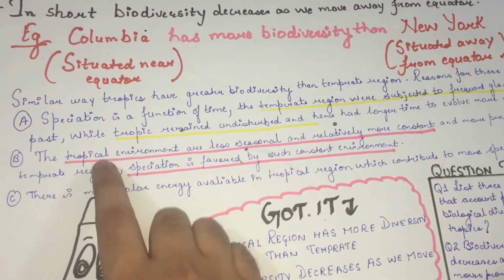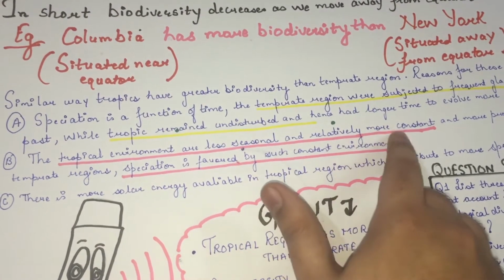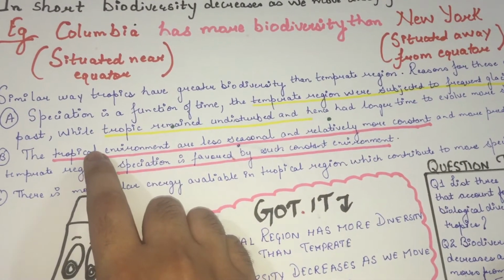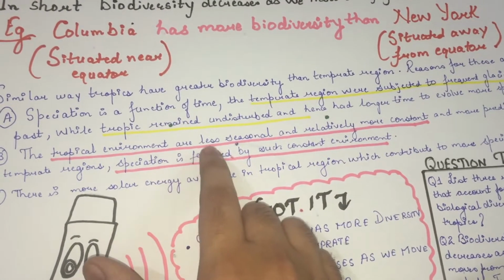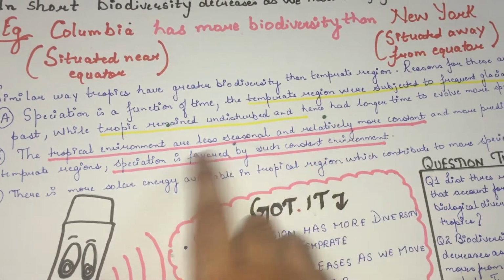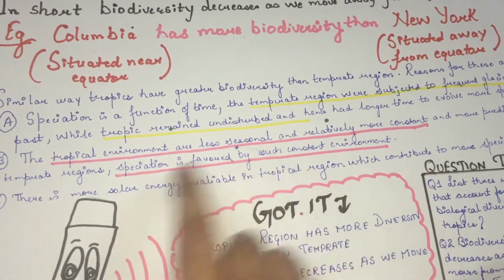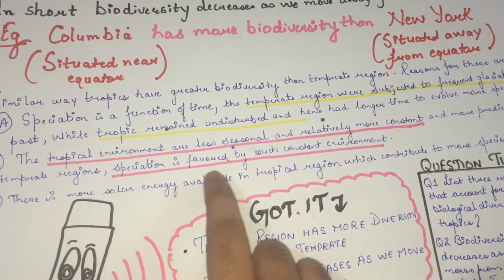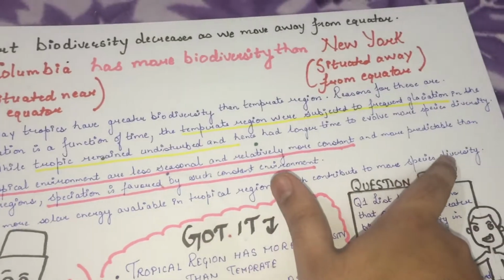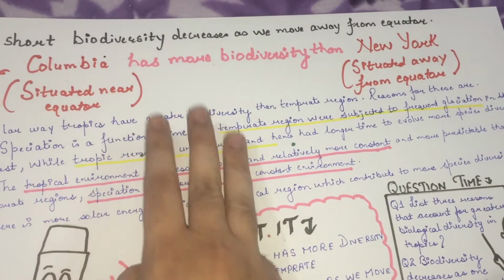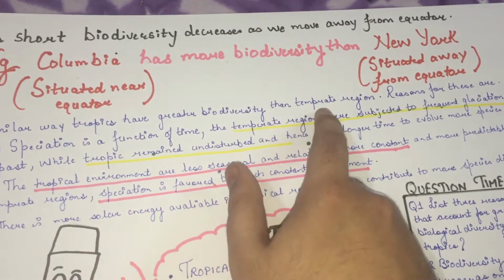Second reason is that the tropical environment is less seasonal and relatively more constant. If the environment is less seasonal and more constant, speciation, the formation of new species, would be favored. Third, there is more solar energy available in the tropical region, which contributes to more species diversity. So here are 3 points why tropics have greater biodiversity than temperate regions.